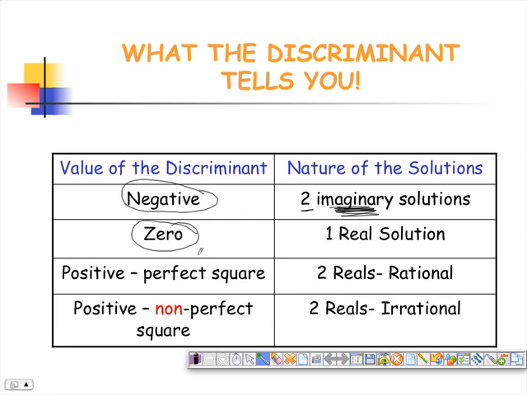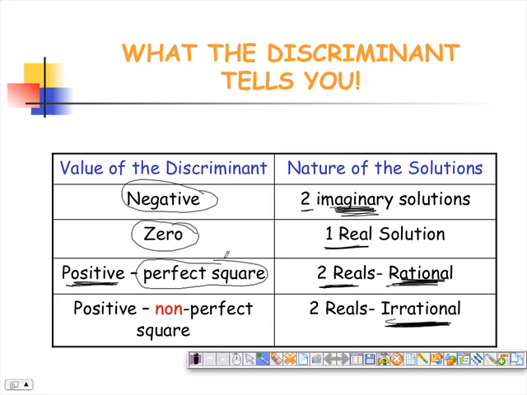If you have 0 underneath the radical, you're going to get one real solution, right? That's what we just looked at. What if you have a positive one? You get 2 answers. When do you get rational and when do you get irrational answers? Right here. If it's a perfect square, you get rational answers. If it's not a perfect square, you get irrational answers.